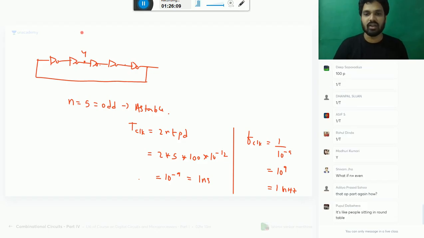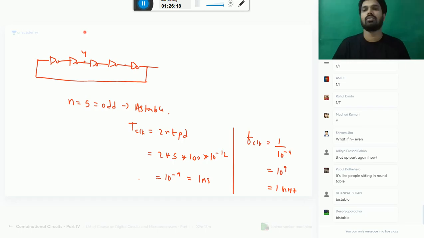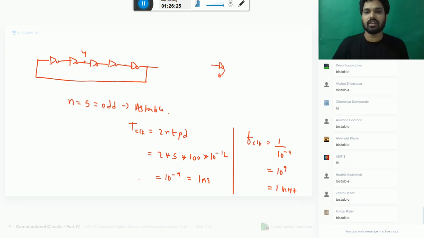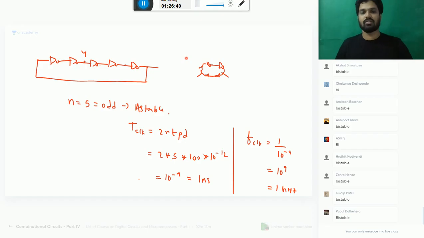Okay, Shivam, I already told what n equal to even is. Everybody tell me what is n equal to even. That's all. It is like a round cycle. Where you take the output doesn't matter. It's a cycle. Whether you take here or here, do you have any difference in the frequency? It's a loop.